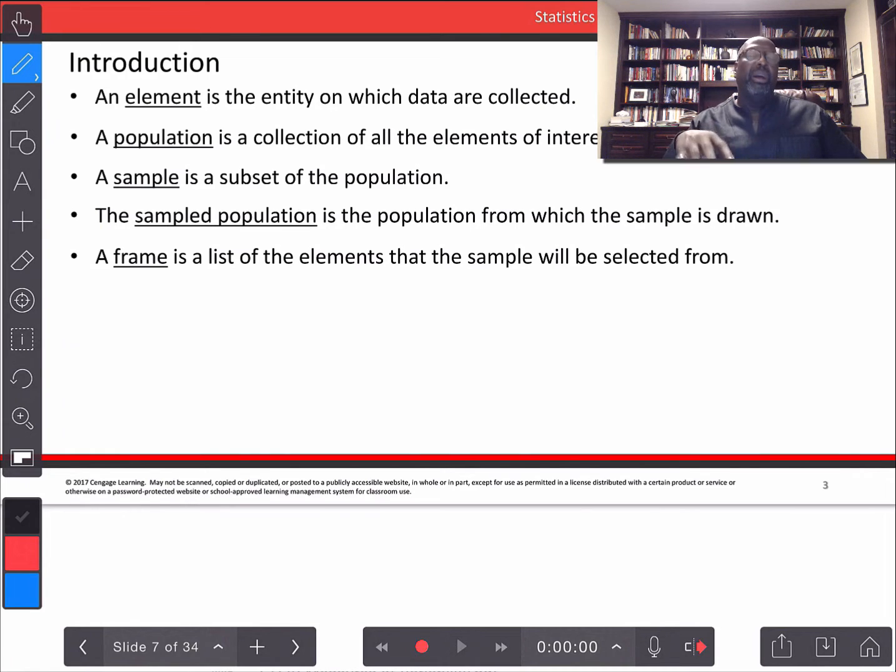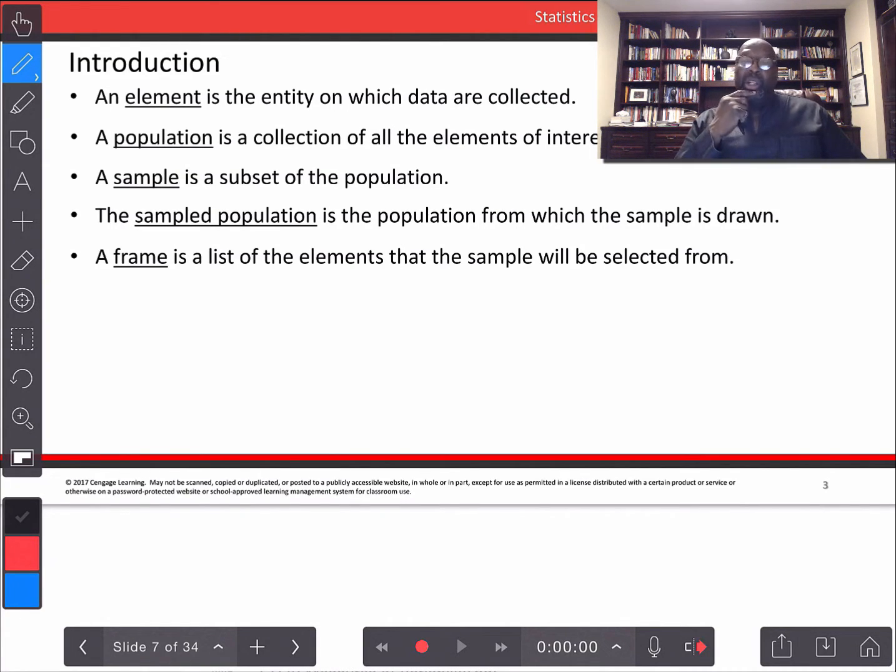The frame. So if we're speaking of say all the students at St. Mary's, if we're going to target, if we're going to draw the sample from St. Mary's, then all the people at St. Mary's will then be the frame. Okay, and frame and population are not exactly the same, but they should be quite similar.